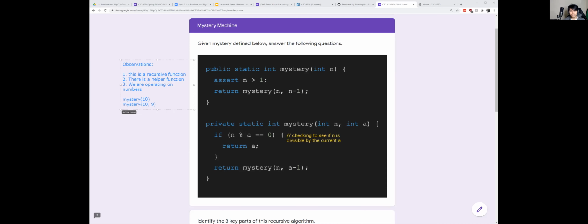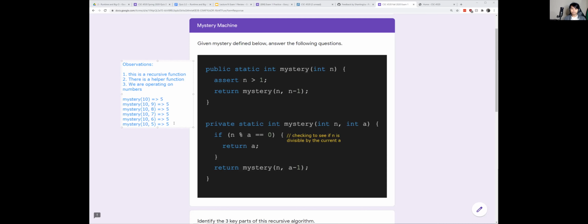So we know that 9 can't divide evenly into 10. So we move on to the recursive call, which calls mystery of 10 and 8. 8's going to have the same problem. It's not going to be divisible evenly into 10. So we're going to keep going. Now we're going to call 10 and 7, 10 and 6. And then when we get to 10 and 5, we finally have an a here that is divisible into 10, right? So if that's the case, then it says return the current element a, which is 5, which gets passed all the way back up, right? So 5 gets returned from mystery of 10 and 5, which gets returned from mystery of 10 and 6, which gets returned from mystery of 10 and 7, and so on, until eventually we return from the original call to mystery of 10.